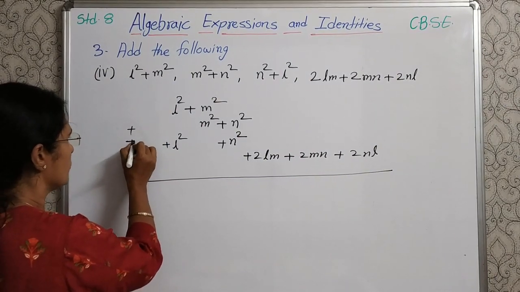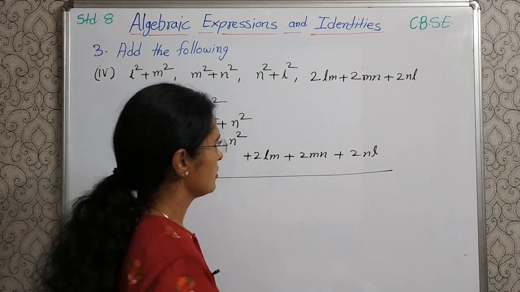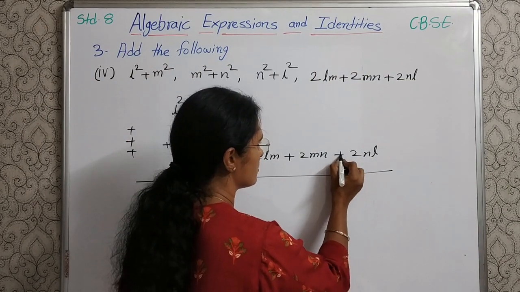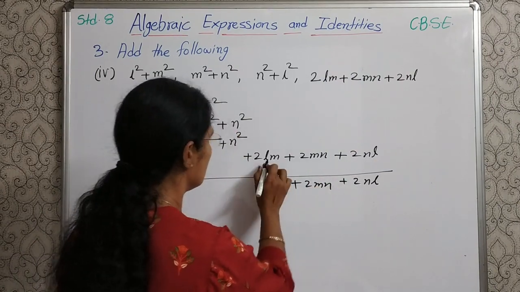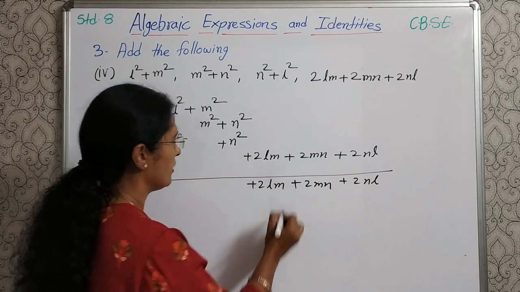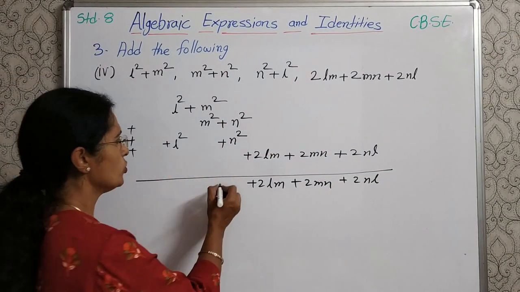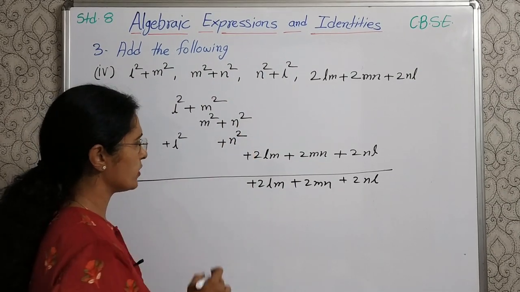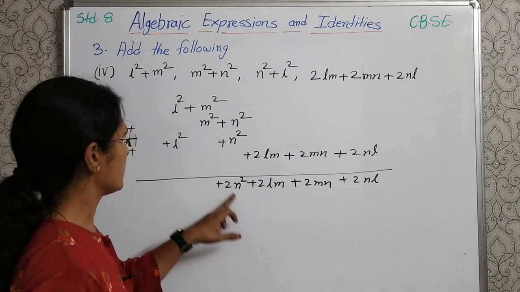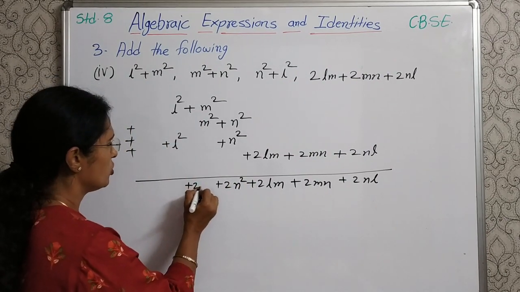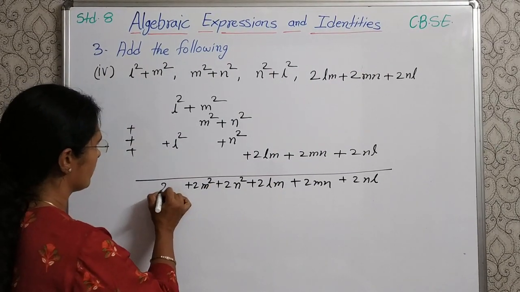Now add all these four expressions. We are adding these four expressions. So here 2nl, there is no like term above this, so the answer is as it is, plus 2nl. Same here, plus 2mn. Here plus 2lm. Next plus n square is plus 2n square, because here 1n square, 1n square, 1 plus 1 is 2. Here m square plus m square is 2m square. Here L square plus L square is 2L square.